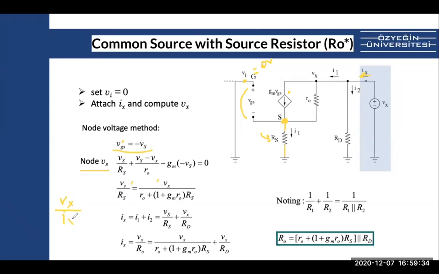Okay. And we write Ix as I1 plus I2. And we write I1 plus I2 in terms of Vs, Vx. And then we replace this with that. And we write Vx in terms of Vs, and eventually Vs and Vx cancel. You write Ix in terms of Vx, and eventually this is what we want to find. So when you divide Vx by Ix, the Vx cancels, and this becomes your R out.